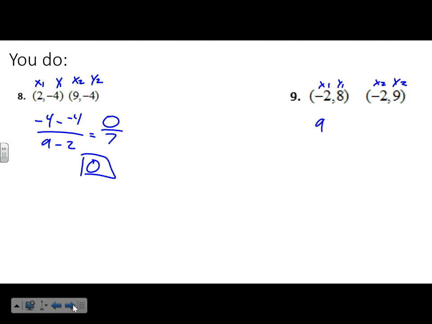9 minus 8 over negative 2 minus negative 2. 9 minus 8 is 1. Negative 2 minus negative 2 is 0. So 0 is in the denominator. That's undefined.